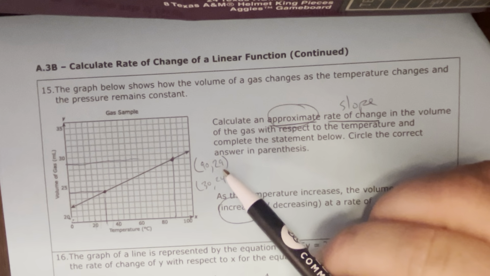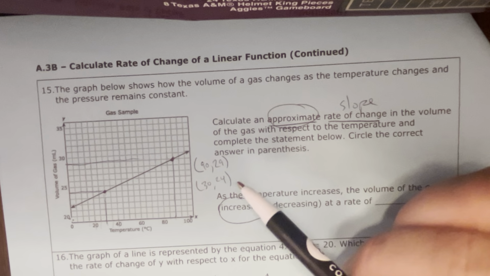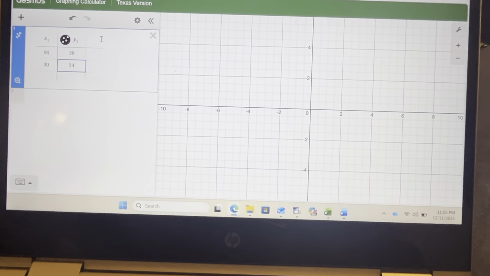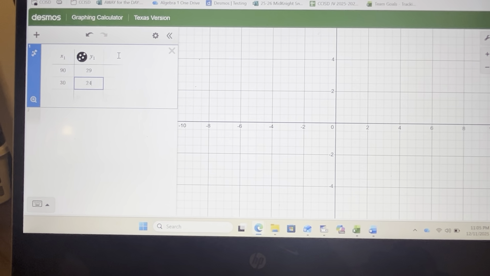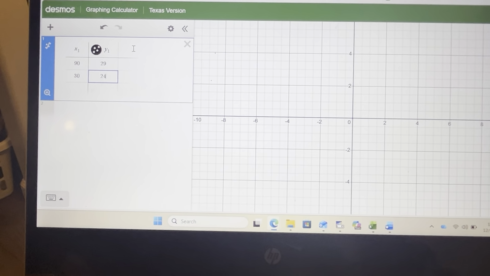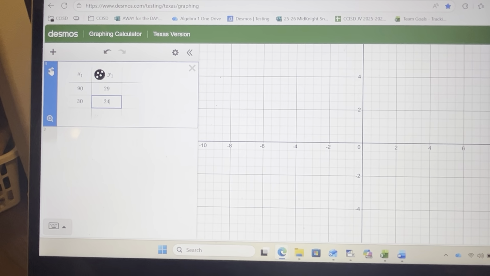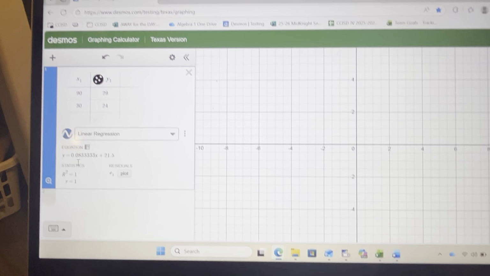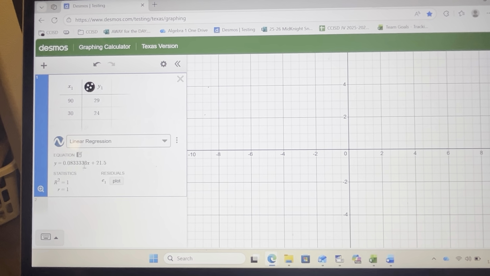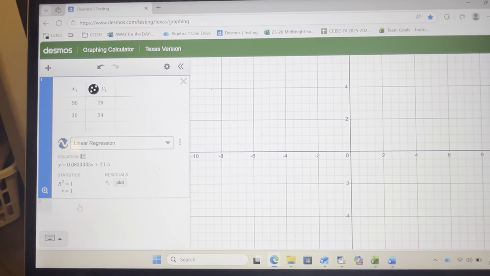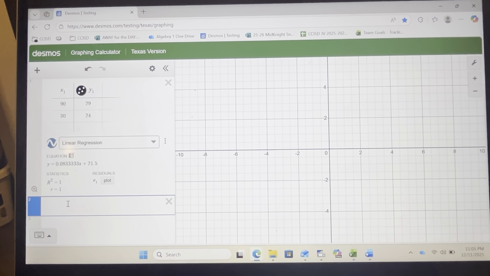And so we're going to plug this into Desmos to see what the slope is. So again, I put the two coordinates into Desmos exactly as they are. And we're going to press that line to connect the dots. And it pulls up that decimal right there, which is kind of a long decimal. I don't know what that fraction is.